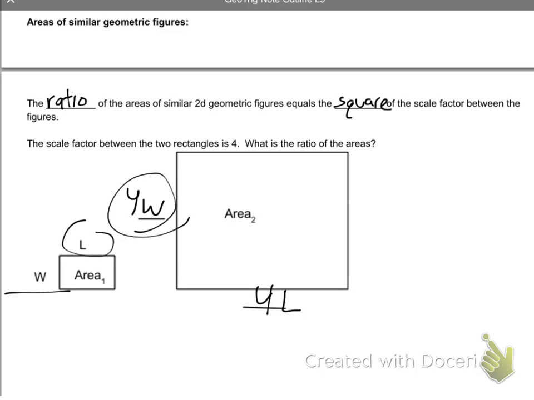You guys agree with me? That's how we did ratios. That's how we found our third side on some things, or found that ratio to find X's, Y's, and Z's. Can you tell me the area of rectangle 1? It's WL or LW, length times width, yes? What's the area of the larger one? It's 4W times 4L, and 4 times 4 is 16 WLs.